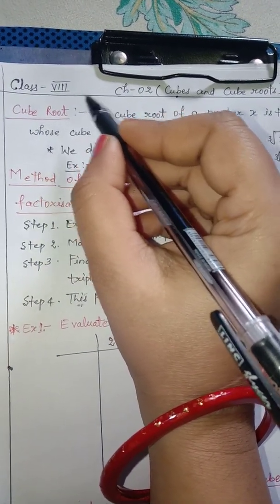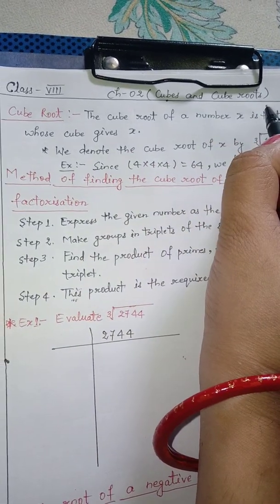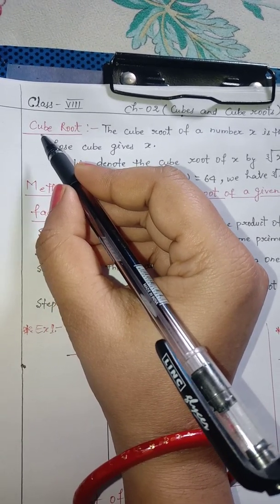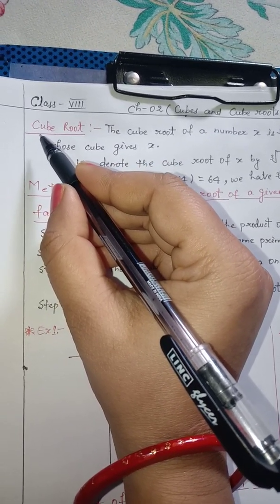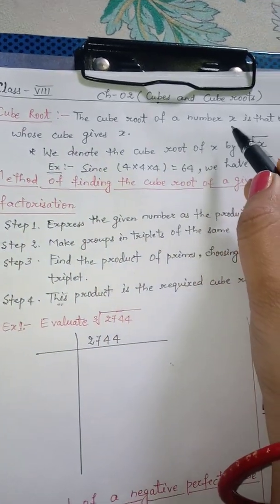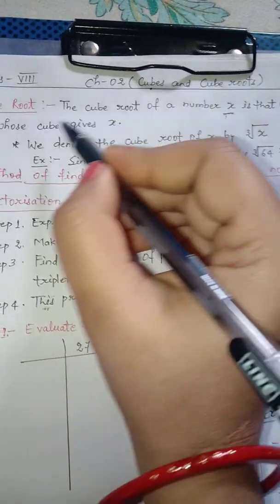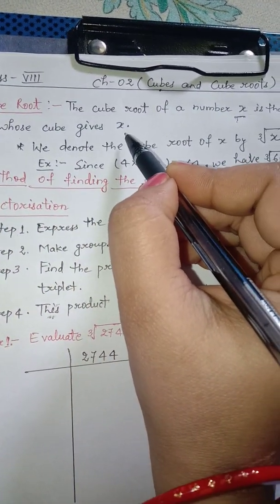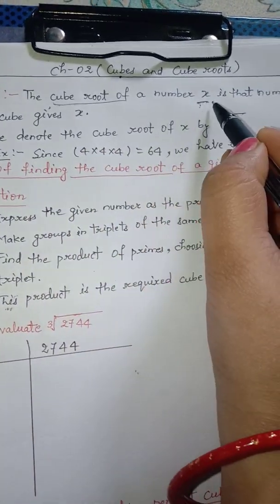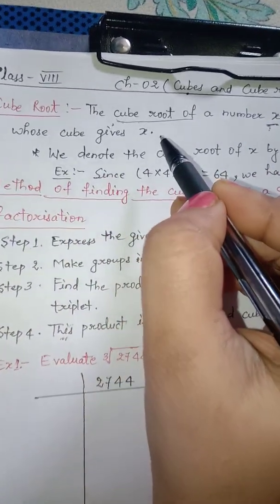I am your maths teacher and today we are going to read chapter 2, cubes and cube roots. In the previous video I already described cubes, and in this video you have to read cube root. The cube root of a number x is that number whose cube gives x.